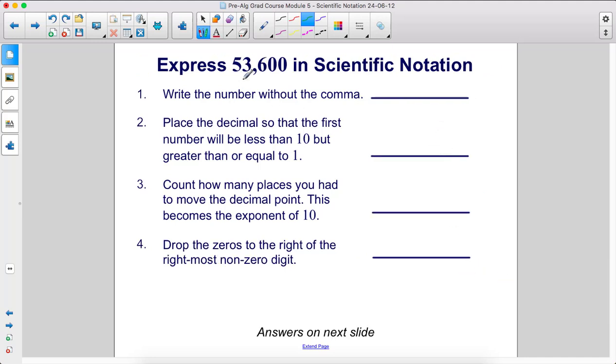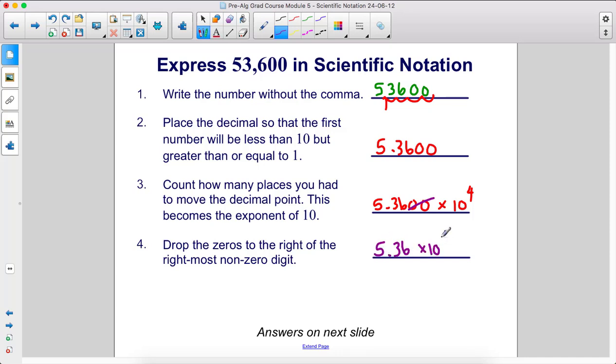Express 53,600 in scientific notation. First, we write the number without the comma. Then we're going to place the decimal here. So it's going to be 5.3600. Then we need to make up for the fact that we've moved the decimal 1, 2, 3, 4 places. So times 10 to the 4th. Then finally we can get rid of those zeros.